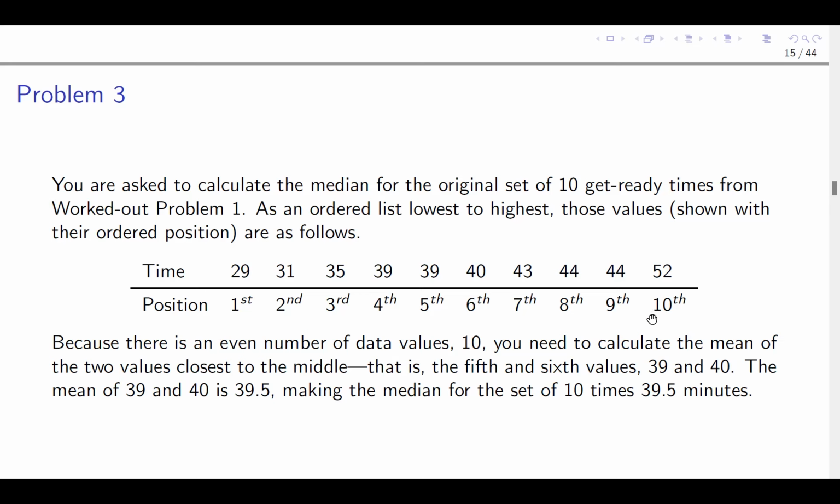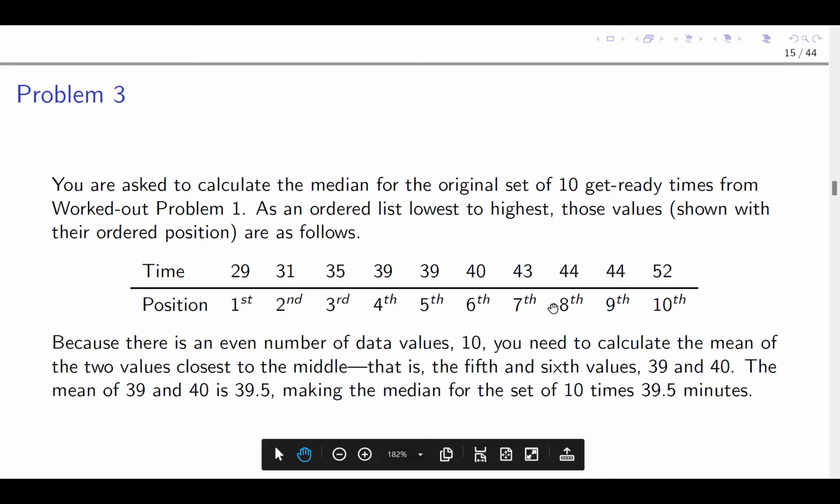All right. So given 10 values, the 5th and 6th lie in the middle, all right? And the times corresponding to the 5th and the 6th position are 39 and 40. So to find the median, you sum 39 and 40, which is 79. 79 divided by 2 is 39.5. So the median for this set of 10 times is 39.5 minutes.